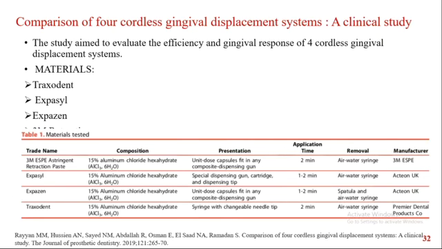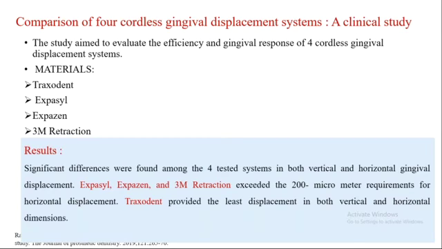So the gingival sulcus of the prepared teeth were scanned before and after the application of the cordless gingival retraction material, and the images were superimposed to evaluate the gingival displacement. The results of the study showed that there were significant differences between the 4 tested systems in recording both the vertical and the horizontal gingival displacement. The expansile, expansant, and 3M retraction produced the gingival displacement more than 200 micrometer, whereas Traxodent provided the least displacement, that was around 100 micrometer in both the vertical and horizontal dimension.